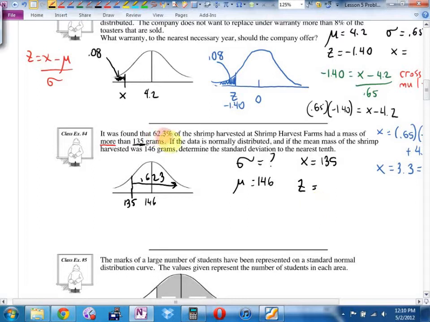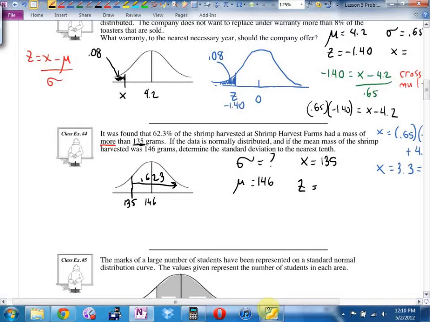62.3%. What's that as a decimal? Well, it's ready. It says this: 62.3% had a mass more than, to the right of 135. What percent is to the right of 135? 62.3, or we always put it as a decimal because from here was a decimal. Right?